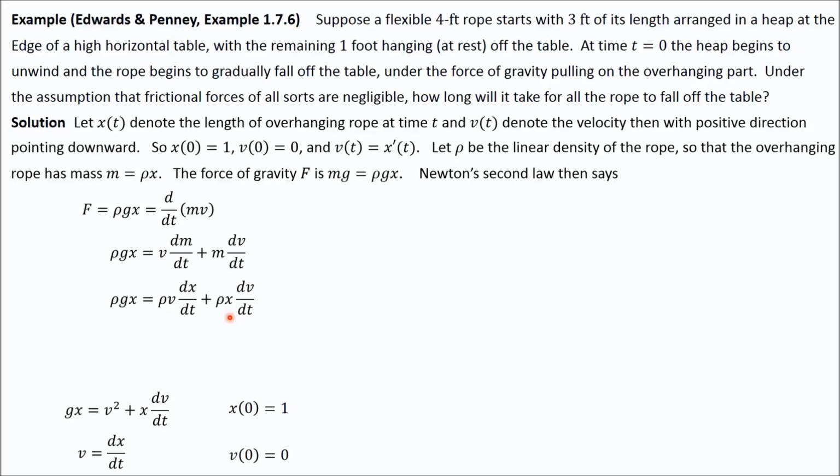Well, m is just rho x, so I again just substituted that here. I divide through by rho, so this is good. It turns out that rho, the density of the rope, does not affect this problem. So we just divided through by rho, and we now know that we have this differential equation.